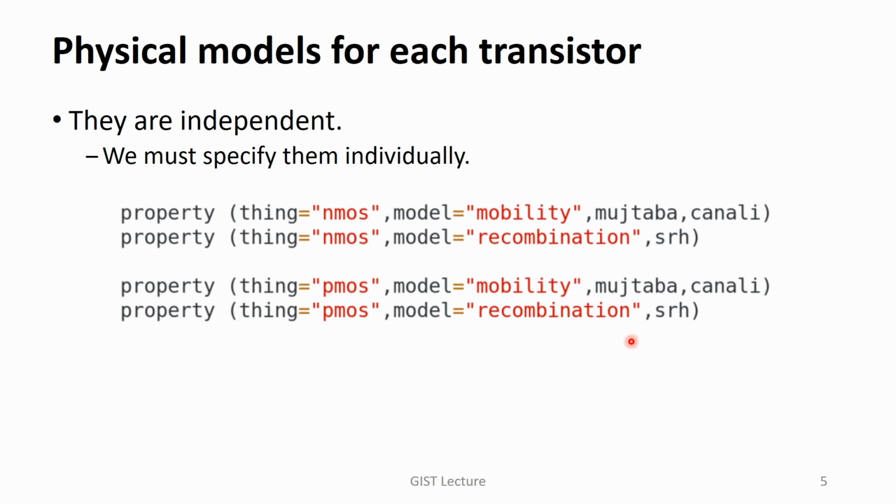Two devices are independent. Therefore, we must specify the physical models for each transistor even when they share the same model. For example, if we omit the PMOSFET specification in this slide, then the PMOSFET will use the constant mobility model.